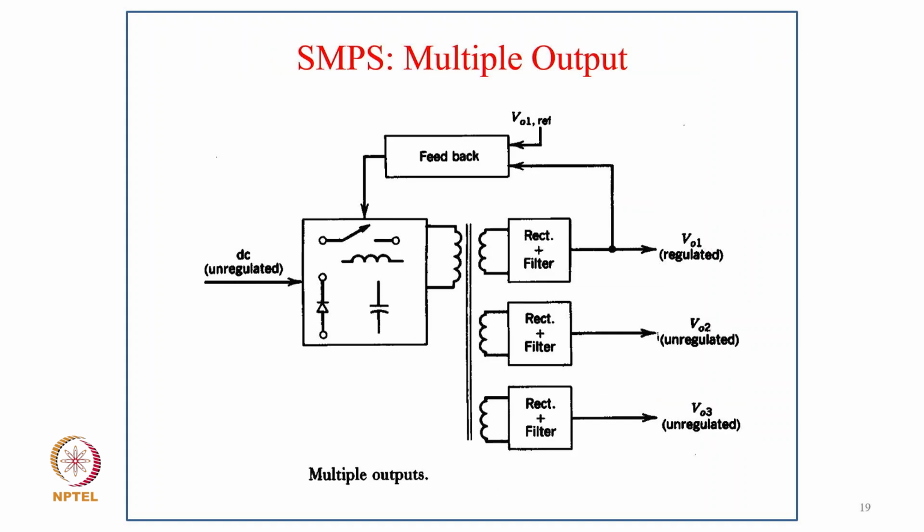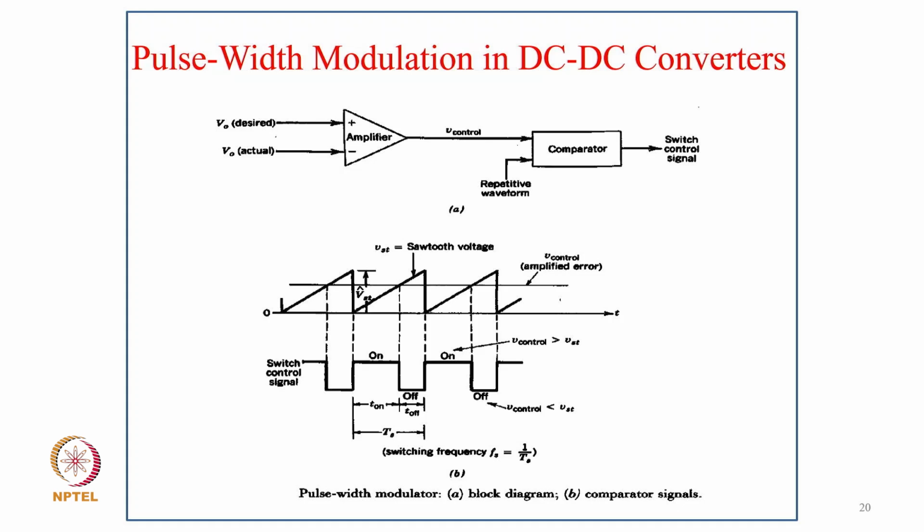Sometimes you have multiple outputs, as in a computer power supply, where you have multiple outputs like 12 volt, 24 volt, then 5 volt and even 3 volt. So it depends on the application. You have multiple outputs, which the transformer facilitates without much difficulty. Of course, you regulate the more precise one, the one output which is very crucial for the processor chip in general.